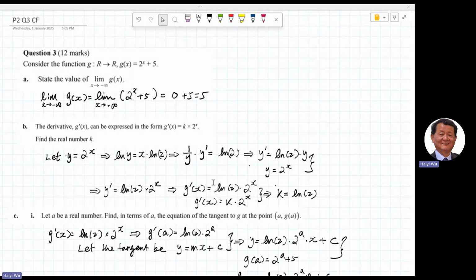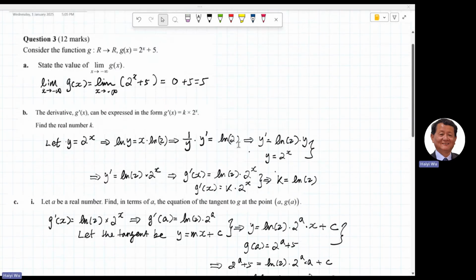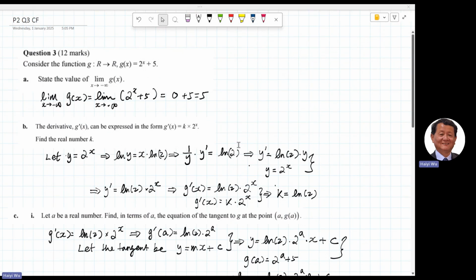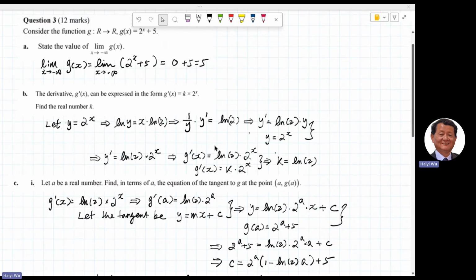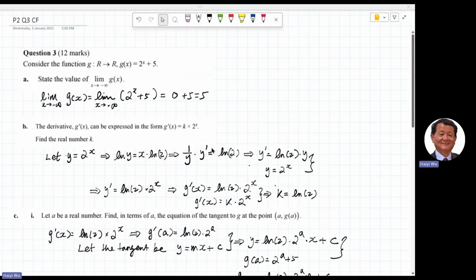Welcome to Methods exam, exam preparation. Today we're going to solve the VCE Methods exam paper 1, 2023, question 3. This question involves parts A, B, C, D, E, so five small questions. Let's solve it one at a time.